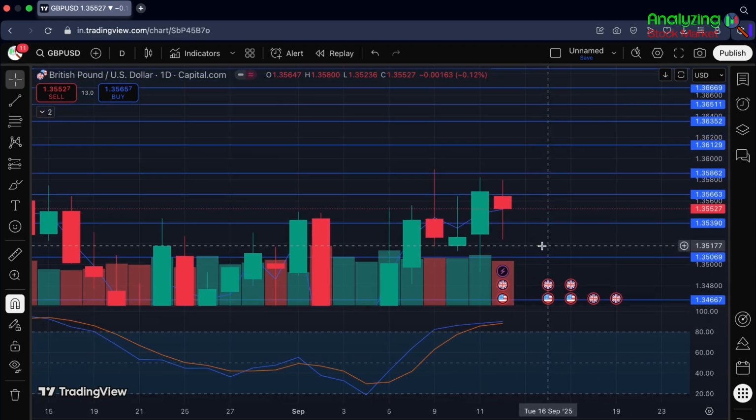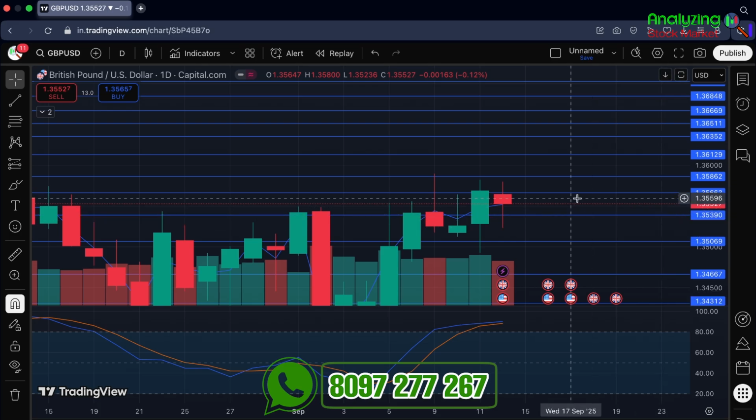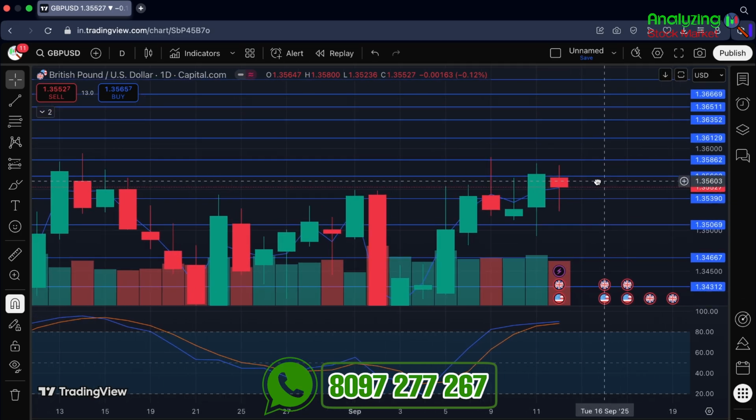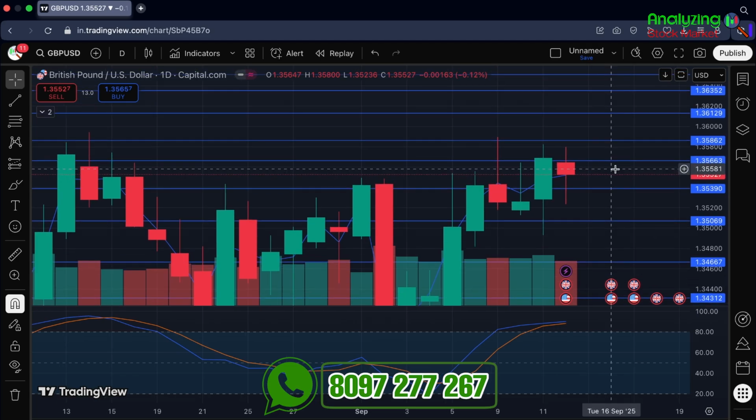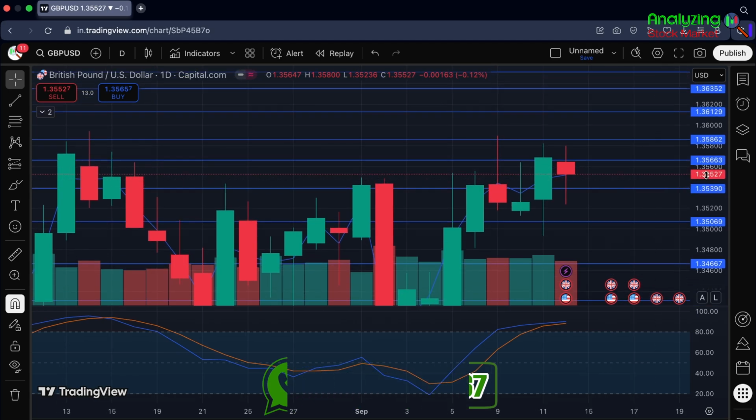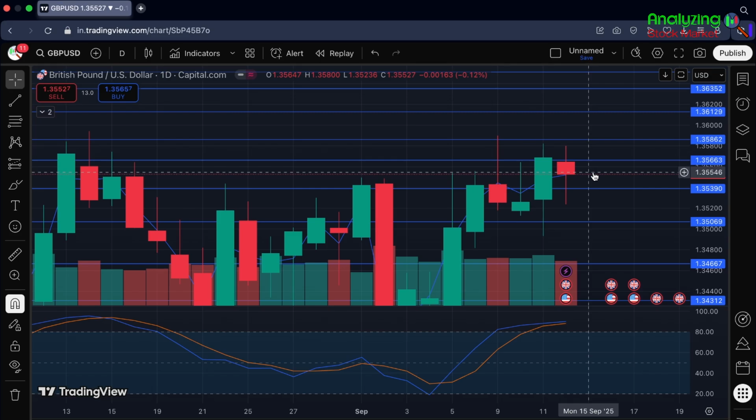Here some important support zones and resistance zones are already marked, as we marked them during our previous week analysis, so we don't need to mark any further levels. Let's talk about the closing first. Here 1.35527 was the closing. Here the direct support is 1.35390. Here the direct resistance is 1.35663. After the direct support there is a support of 1.35069 and then 1.34667. After the direct resistance there is a resistance of 1.35862 and then 1.36129. So these are the two important support zones and resistance zones that will help you take better stop loss and target levels.